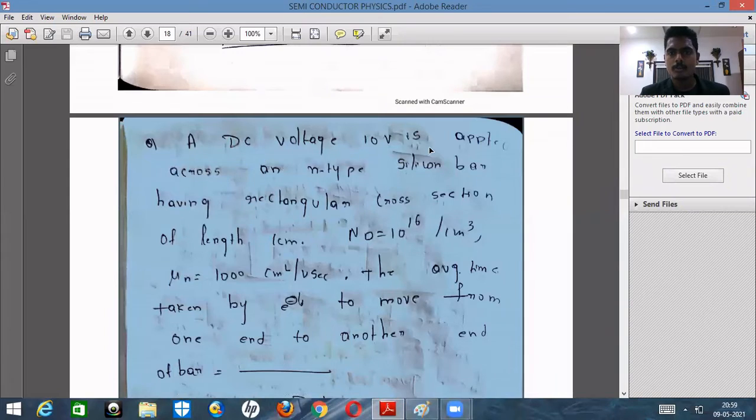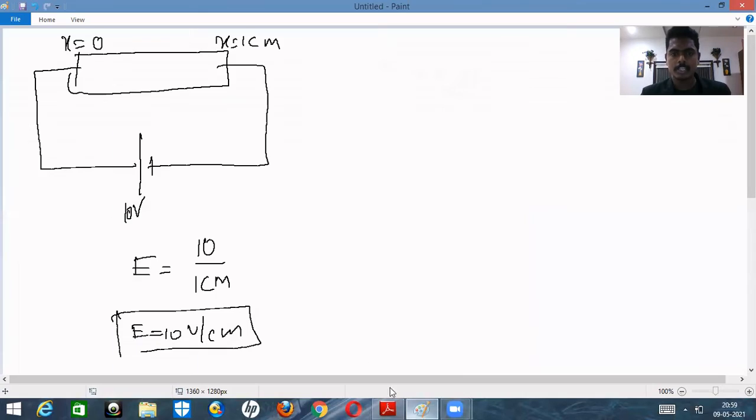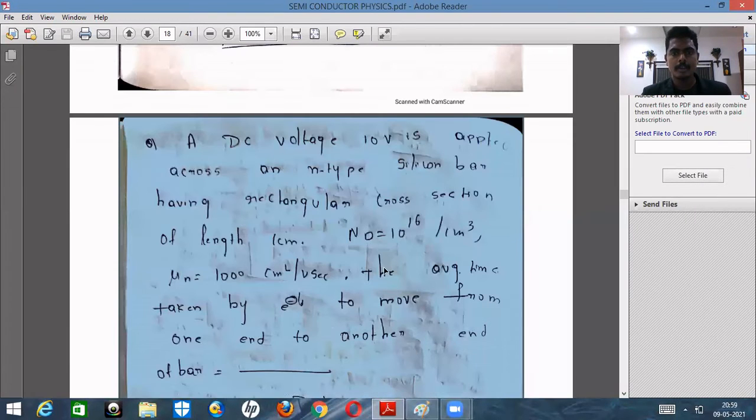So a DC voltage of 10 volt is applied across an n-type silicon bar having a rectangular cross section of length 1 centimeter. ND is the donor concentration, which has been directly given. ND is equal to 10 power 16 per centimeter cube. This is the value of ND. Now, what is the value of mobility?